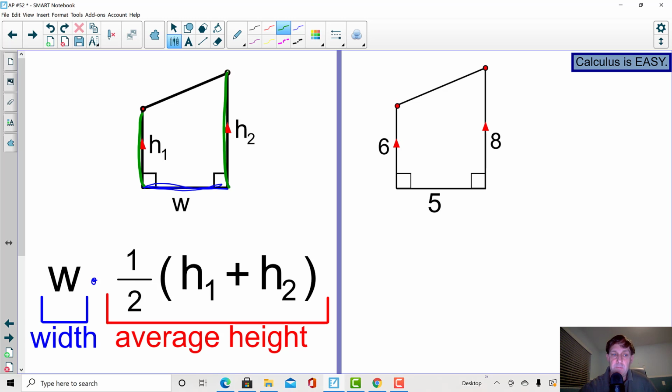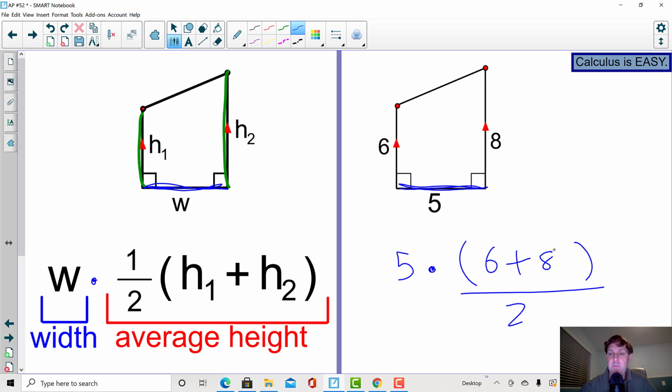So let's do an example over here. In this case, the width is 5, and then times the average height. So we've got to add up the 2 heights, 6 plus 8, and then divide by 2. 6 plus 8 is 14. So if you divide by 2, you get 7. So the area of this trapezoid is 35.